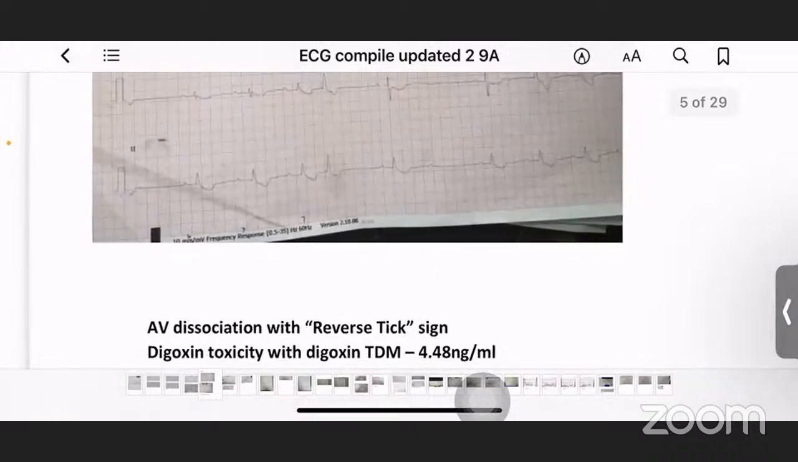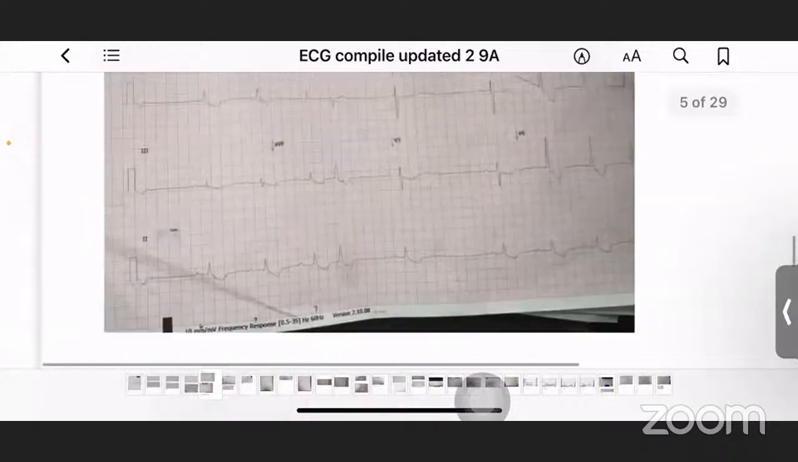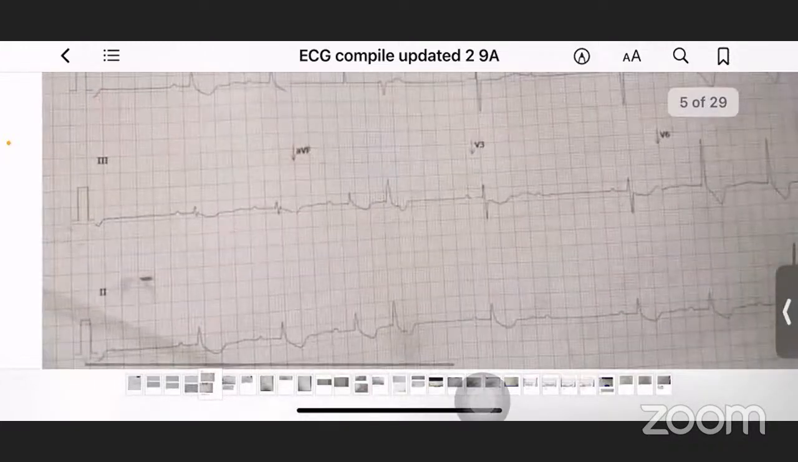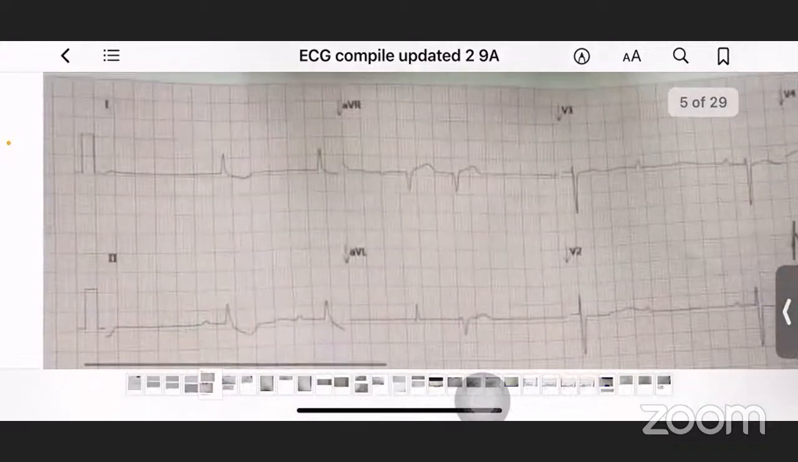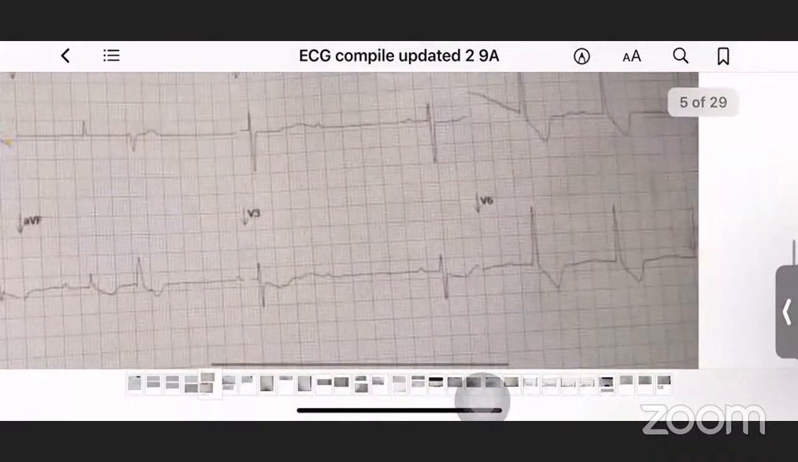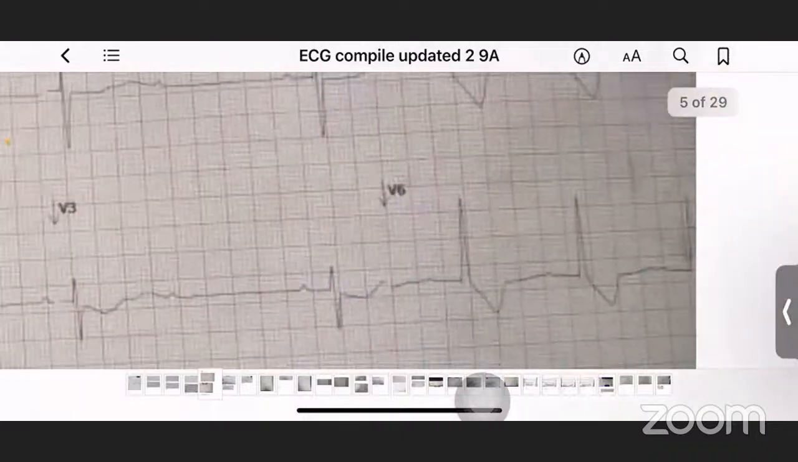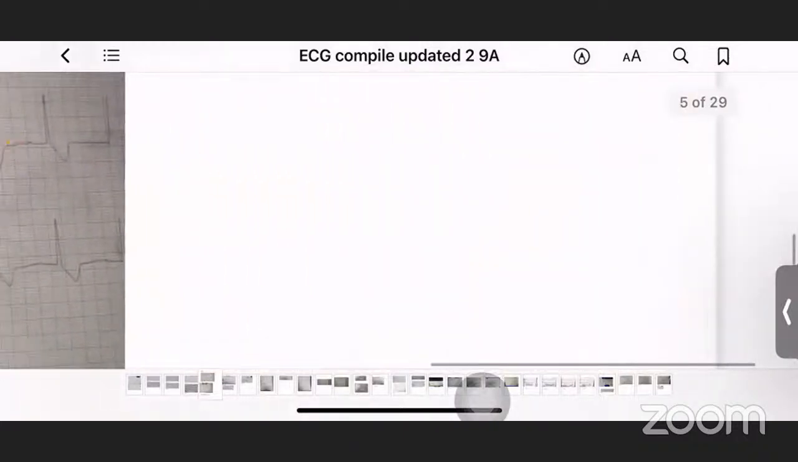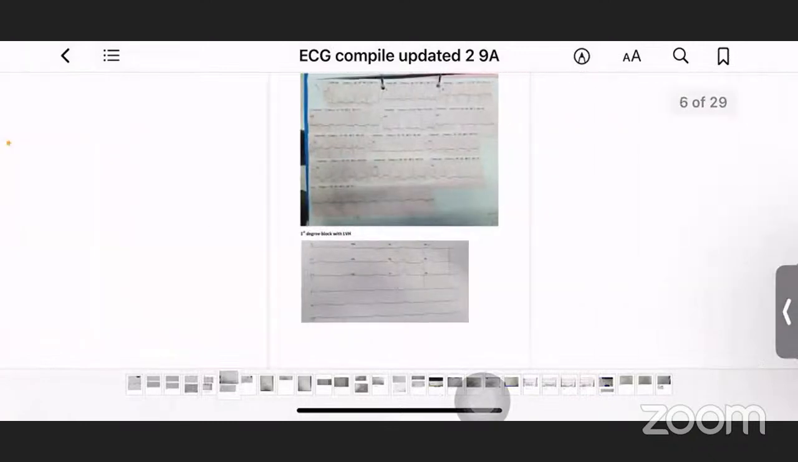And then when you do the TDM level, therapeutic drug monitoring of the digoxin, it is very high. Patient is having digoxin toxicity. So patient actually has digoxin toxicity with the reverse tick sign. The ST is like a tick, but it's a reverse one. Okay, so now you go to this.